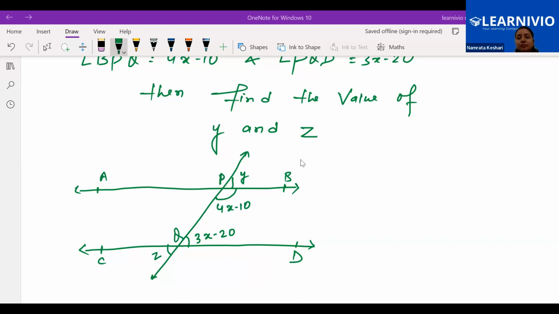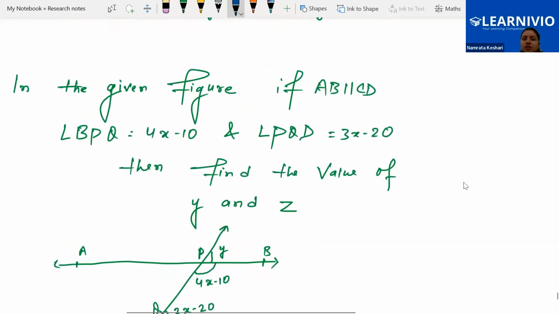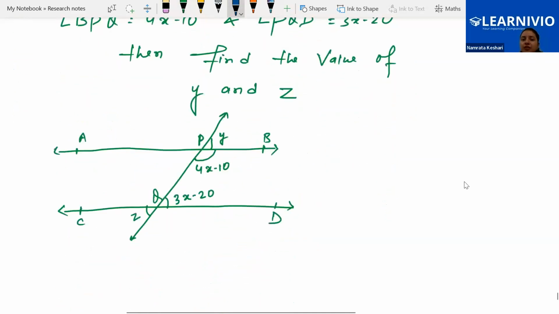Are you able to do it? What is the value of y? What is the value of z? Let's find it. Are you doing it? Samya, you want to say anything? Can you show the full question? Yeah, in the question, nothing. It just says that AB and CD are parallel. And this is the figure. And hence we have to find y and z.